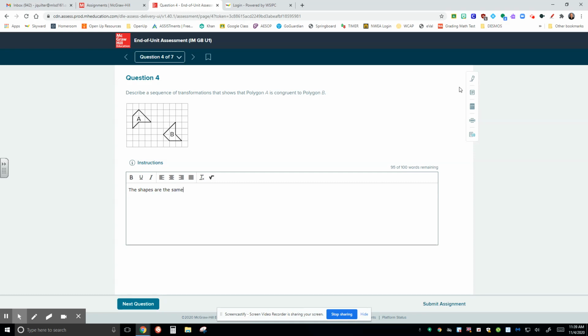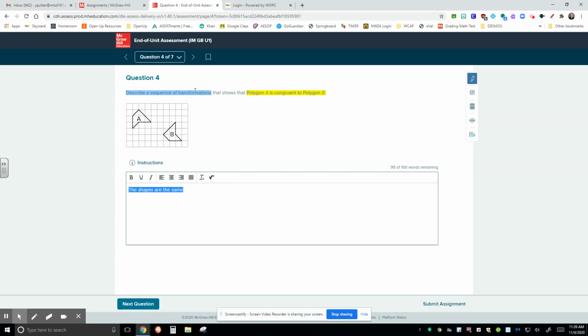The problem with this answer is we already know that because it says right here that polygon A is congruent to polygon B. The other problem with that is that's not what the question is telling you to do. It's saying to describe a sequence of transformations that show that they are the same. We know they're the same. So what we need to do is have a better explanation that shows that.